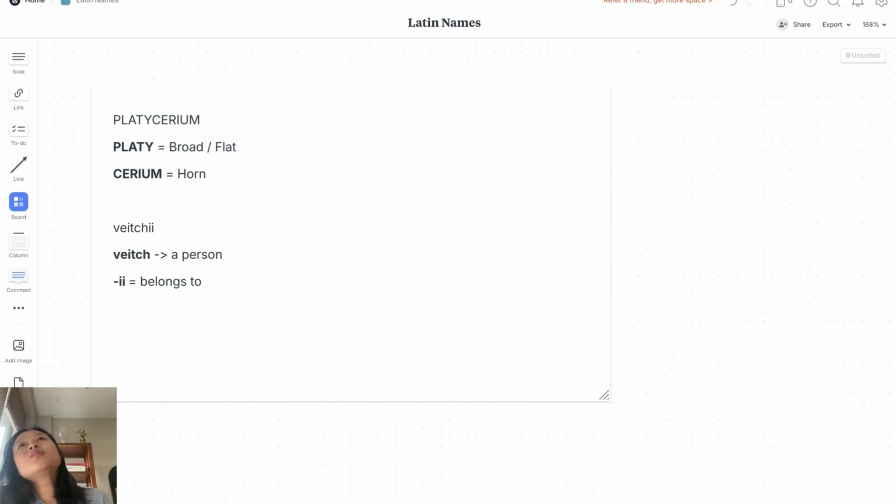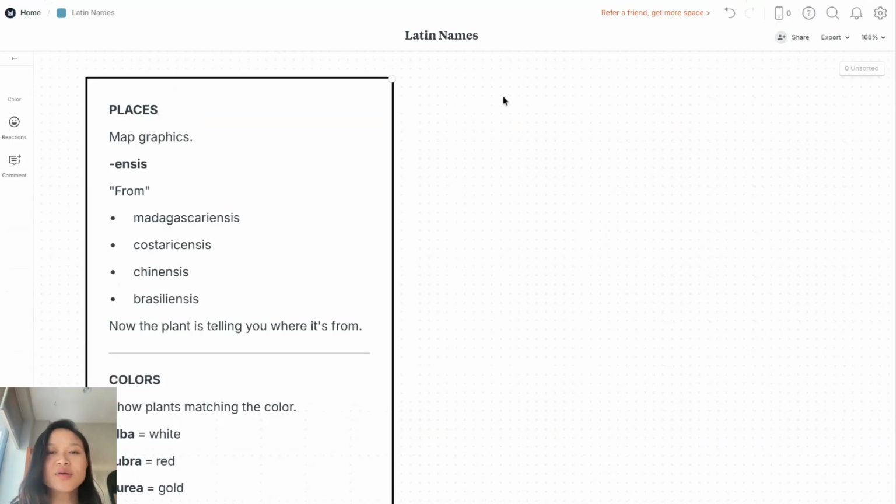If you were to do a little bit more research, you will find out that there was a very famous Veitch family nursery. It wasn't specifically about one person, but it was the Veitch family, or it was discovered by the Veitch family, stuff like that. Okay, so here are some other suffixes and roots.